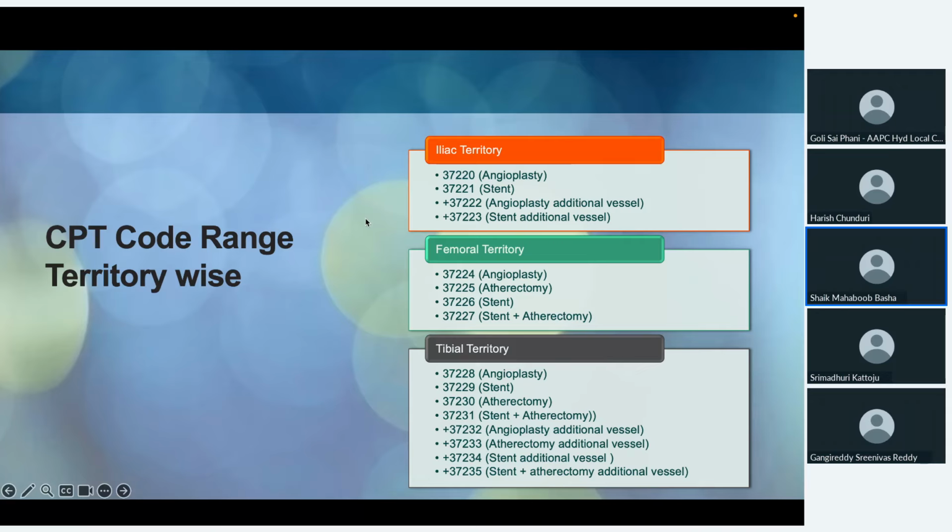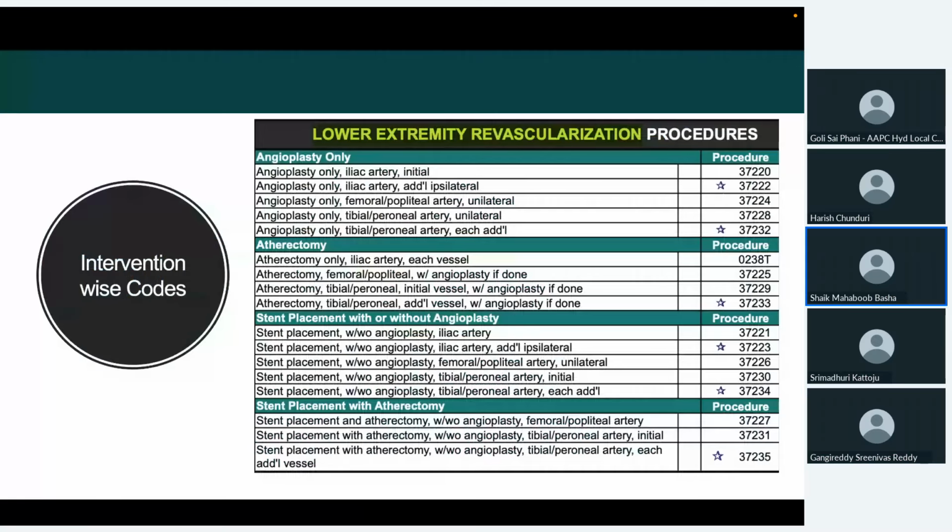Yes, Satish Kumar, atherectomy with stent is always higher, hierarchy wise. So these codes, I have given the classification territory wise. Then intervention wise, again I have given the codes here. So angioplasty code for the iliac artery, initial vessel, is 37220. Angioplasty for the iliac artery add-on code, we do have 37222. The star mark indicates it is an add-on code. In the same way, for angioplasty of the femoral, we have only one code, 37224. We do not have any add-on.